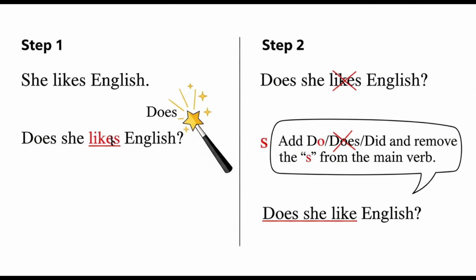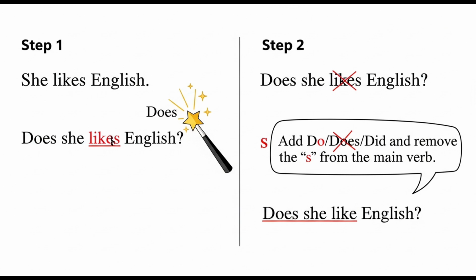Let's look at some other examples. "Do you play?" Imagine the statement is, "You play." Play is a main verb. It's not the be verb. It's not a helping verb. You play. We can add do: "Do you play?" If it's "he plays," we can change it to, "Does he play?"